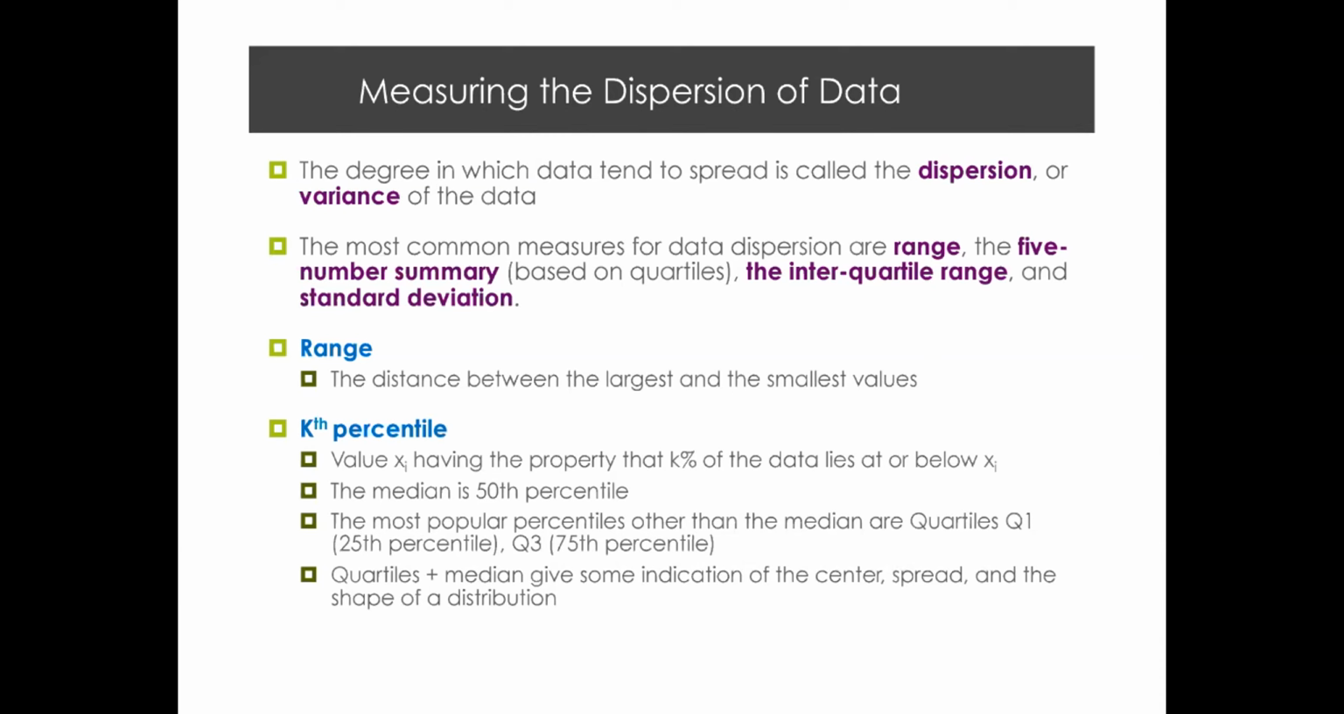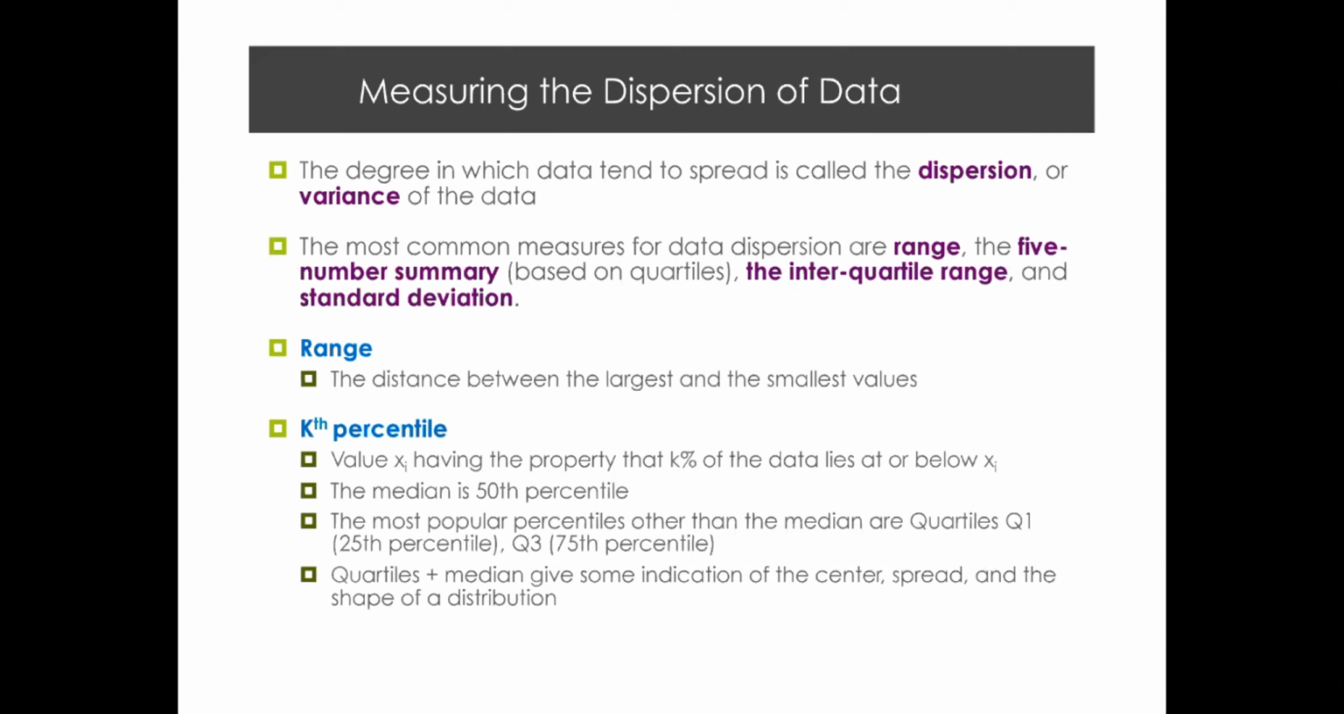The distance between the largest and smallest values is simply called the range. The next one is the percentile, the kth percentile. The value x having the property that k percent of the data lies at or below it is called the kth percentile.